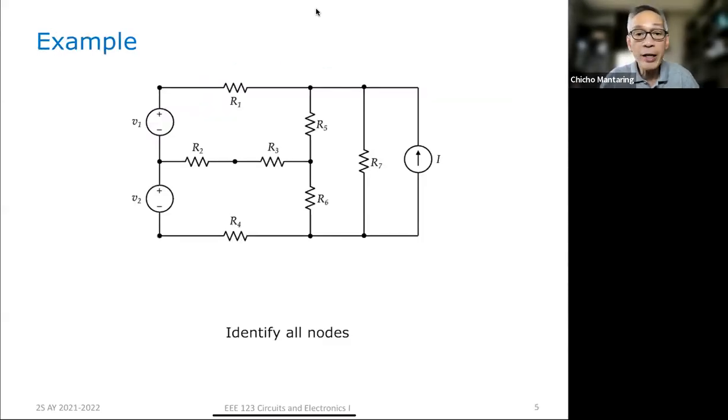Okay, so let's try to illustrate this. I want you to answer, either shout out your answer or chat me your answers. How many nodes are there in this circuit? How many nodes?